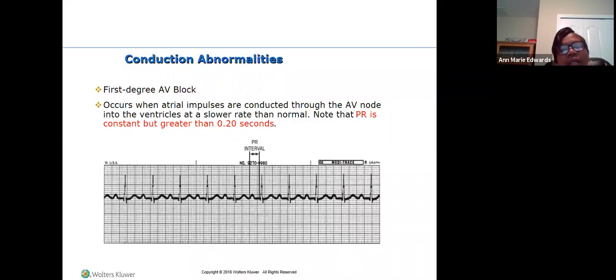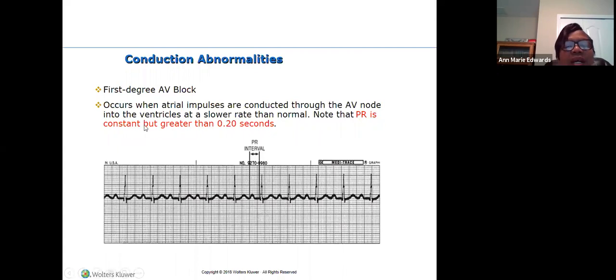Now we're going to look at our conduction abnormalities. We have the first degree AV block, and this occurs when atrial impulses are conducted through the AV node into the ventricles at a slower rate than normal. So we say this is a first degree AV block. When they reach the AV node, they are slowed down, okay? And so if they are slowed down, they are not going to reach the ventricles in time.